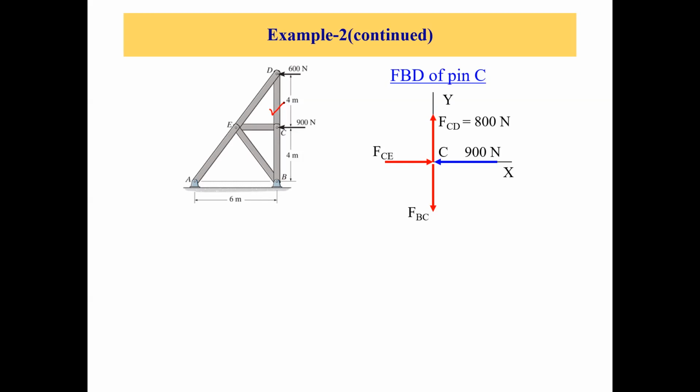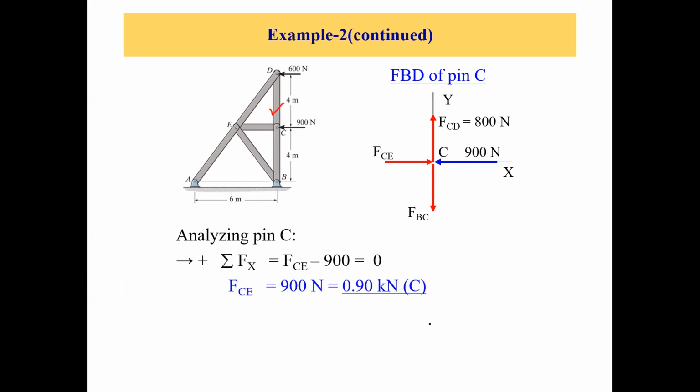Here, FBC is taken as a tensile force, while FCE, because of the applied load at joint C, is taken as a compression force. But again, you can assume FCE also as a tensile force, and in the end, if you get a negative number, then you can make it a compression force. That's up to you, up to your analysis. Okay, so we are done with the free body diagram.